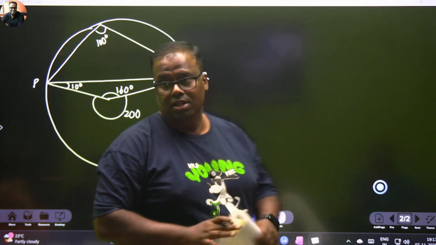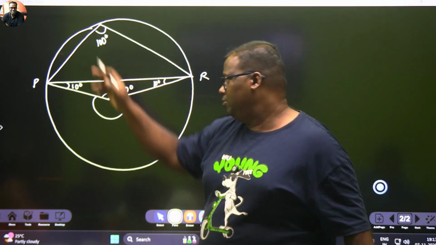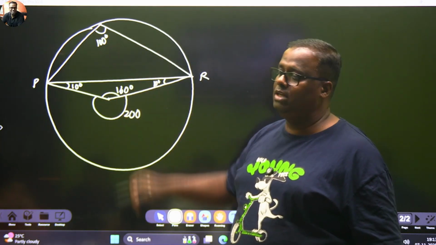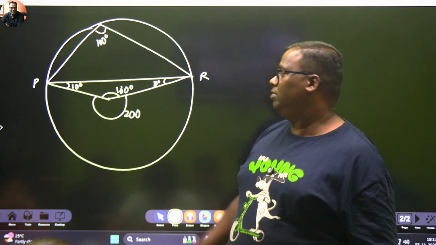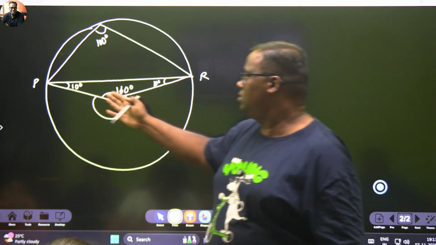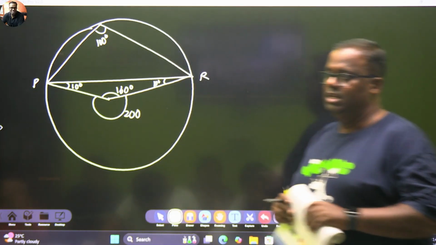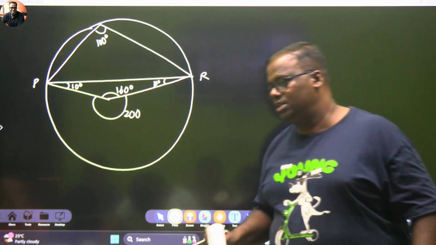See, this is 100 degrees, that means this should be 200 degrees. If this is 200, then the inside will be 160. If the inside is 160, this is an isosceles formation. Base angles should be the same. Okay, note this much as a scribble before we go ahead.